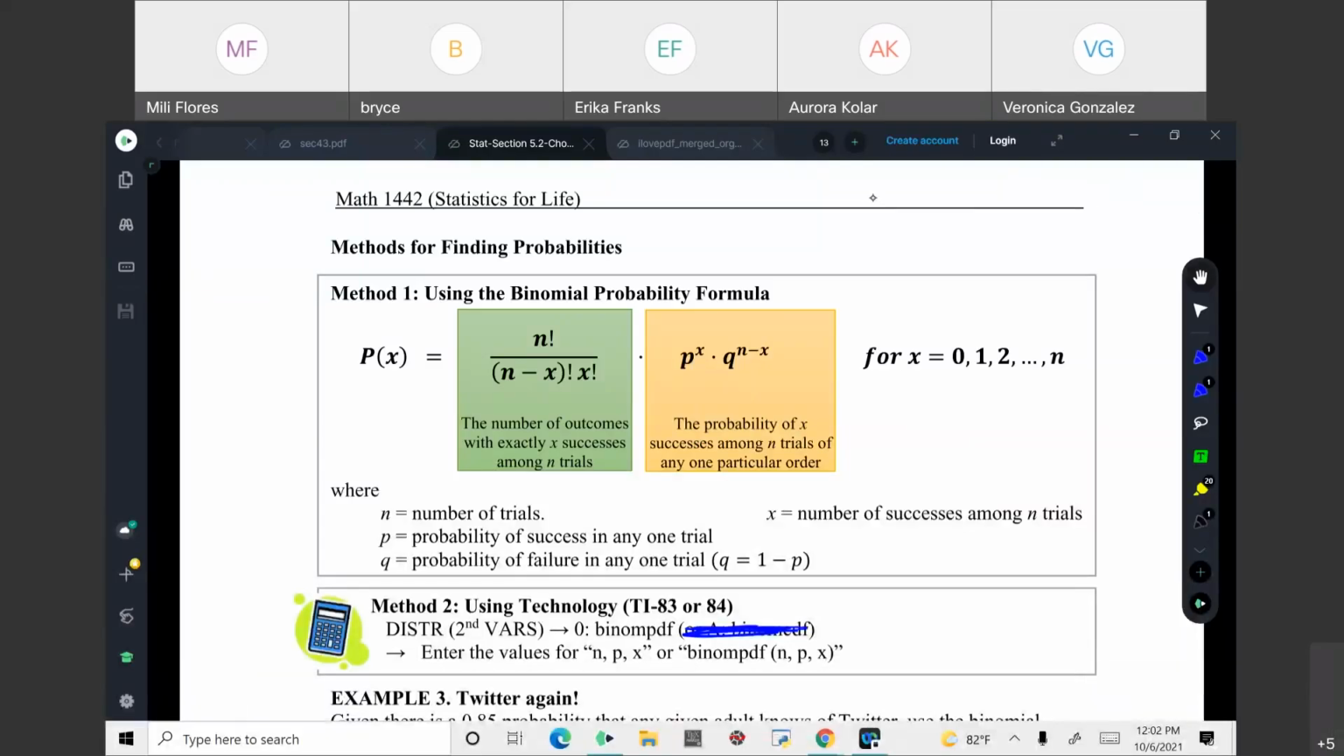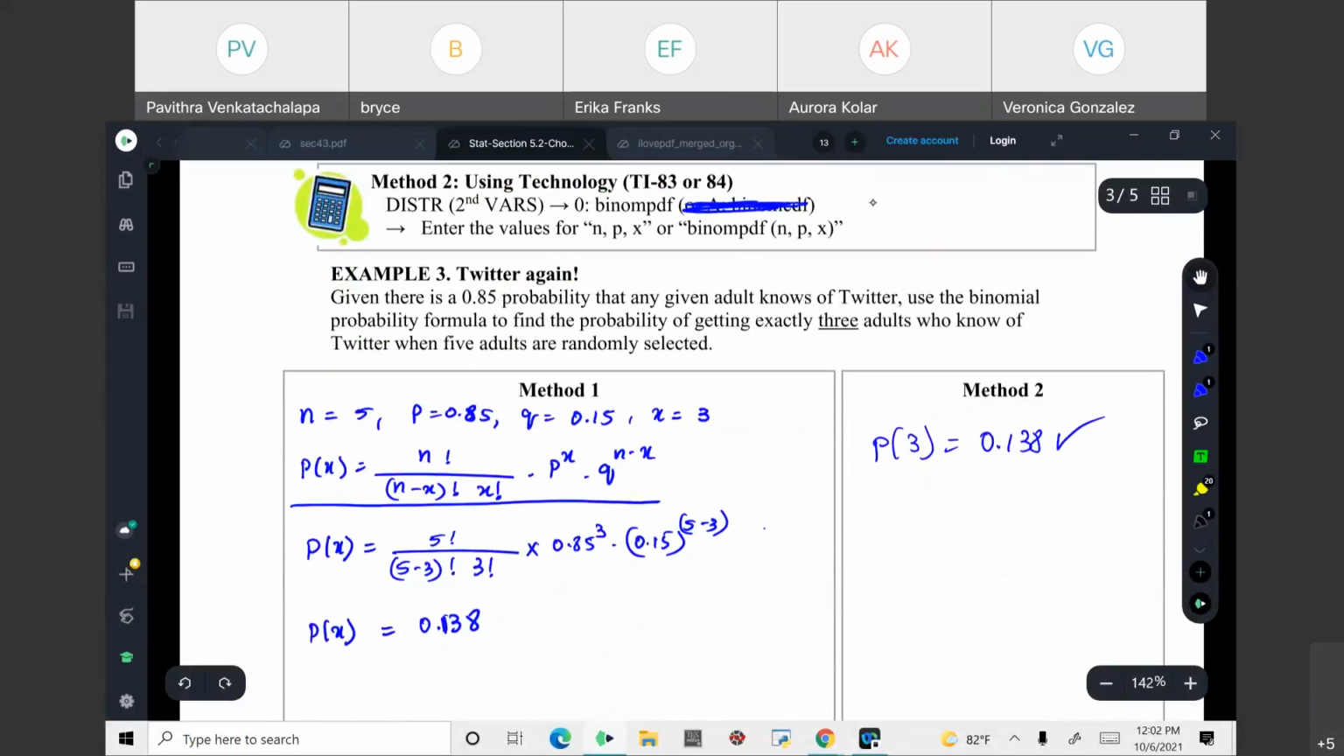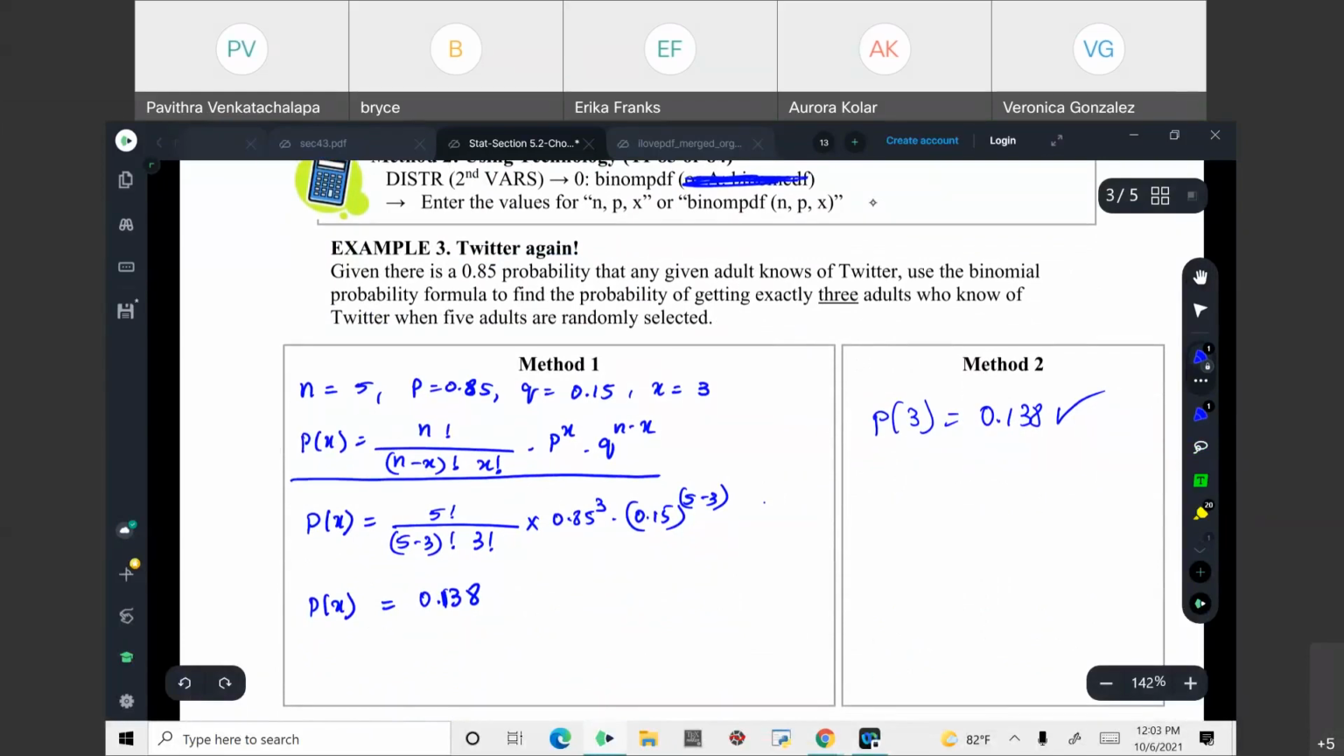So we did one example. We'll just go over that. Okay. So 0.85 will be your p-value, in the sense of probability of success, right? Now remember, whenever you have these type of problems, you have to identify three things: n, p, and x. Okay, so you need all these three to calculate a binomial probability using a calculator.